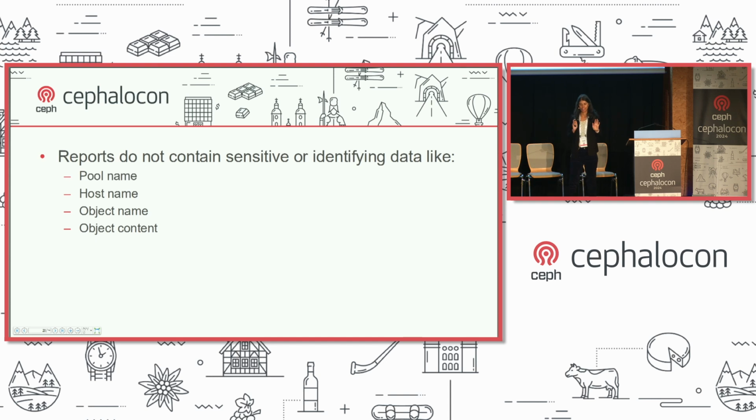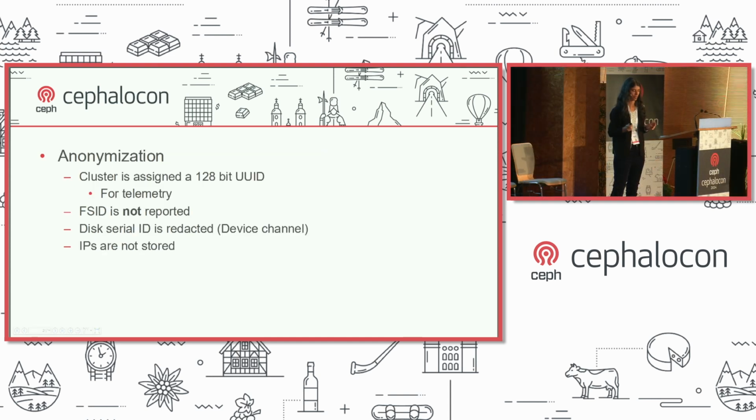We never collect sensitive information. We never include pool or host names in our telemetry, or object names or content. We anonymize the report, so we assign a special UID specifically for telemetry. We never report the FSID of the cluster. And we also obfuscate the serial ID for the drive, and we never store IPs on our backend.